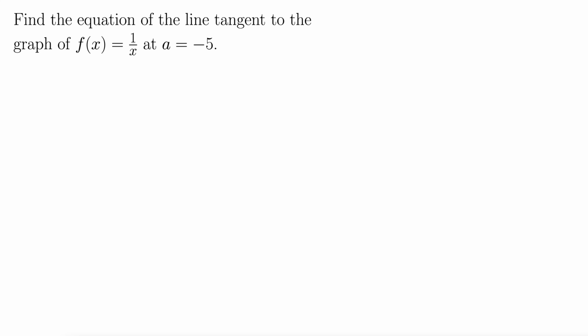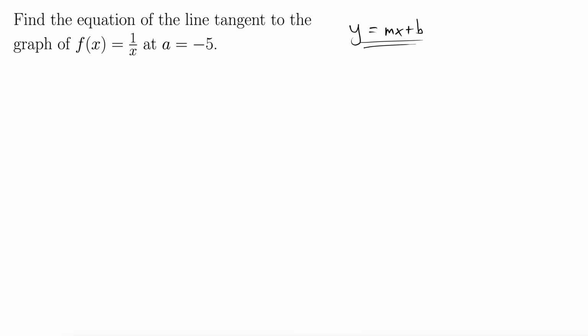Here's one for you to try. See if you can use the limit definition of the derivative to find the equation of the line tangent to f of x equals 1 over x at the point a equals -5. And when you do this, put your final answer in slope-intercept form, because that's how we usually represent lines in the final answer, but you probably want to start with point-slope form. So pause the video, see if you can find that equation of the tangent line.